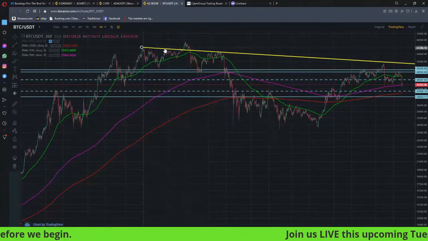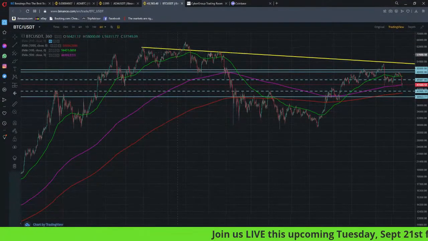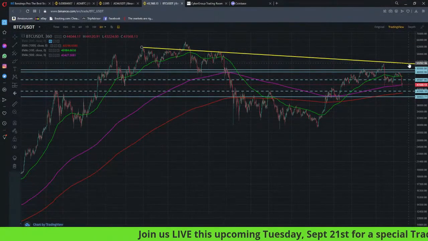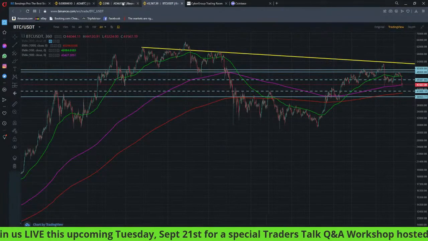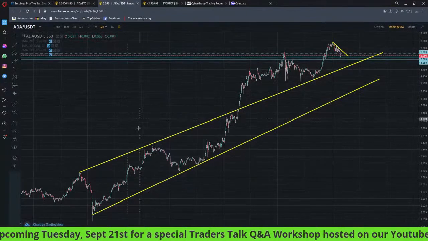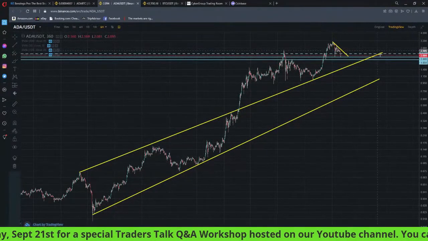This here is just a trend line I put up recently off the highs here. I put that up this morning, so that's kind of new to you folks joining us today on social media. Jumping over to the Cardano side of things, these lines are also pretty new. I put that up here today.